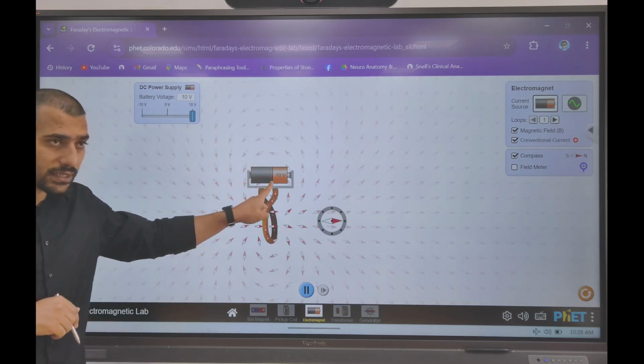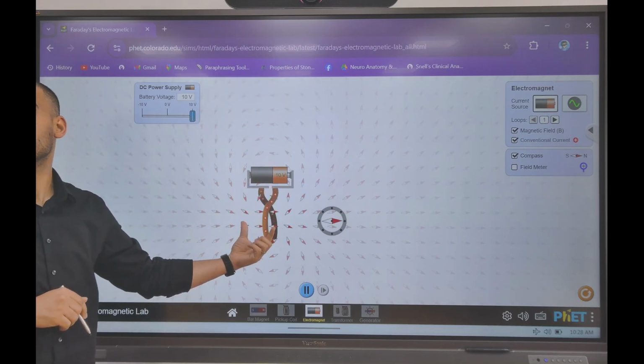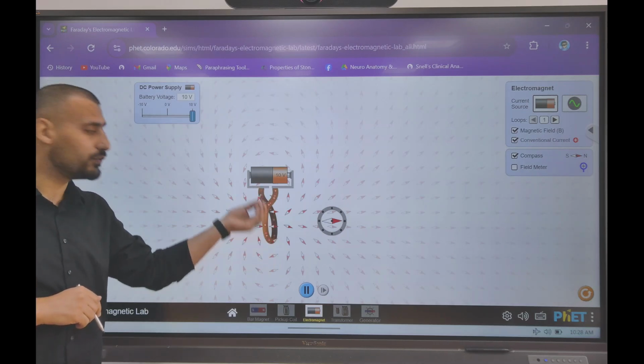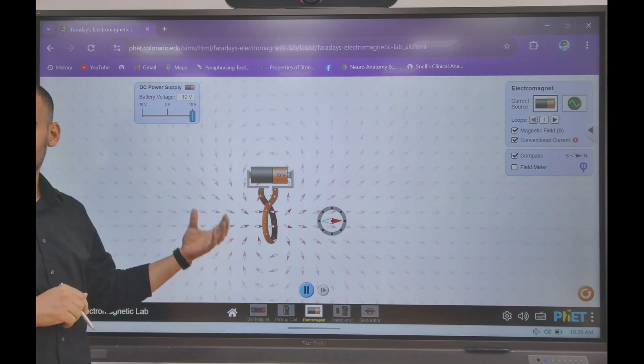If we change the battery, if we increase or decrease the external voltage, we can increase or decrease the strength of this magnetic field. If we change the number of loops, we can change the strength of the magnetic field. Is that fine?